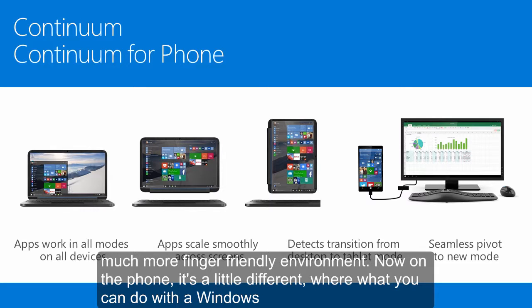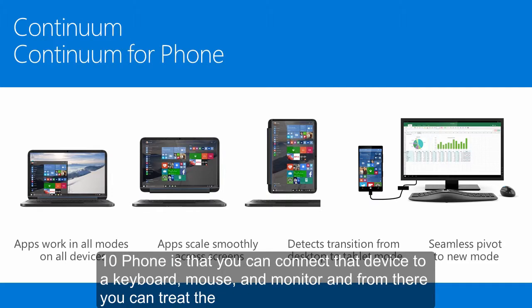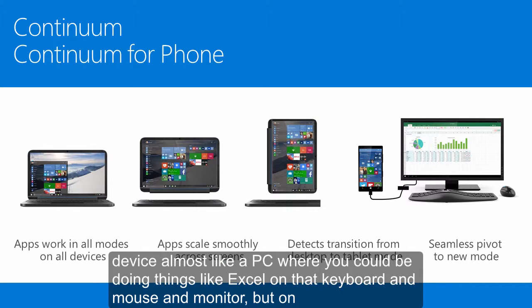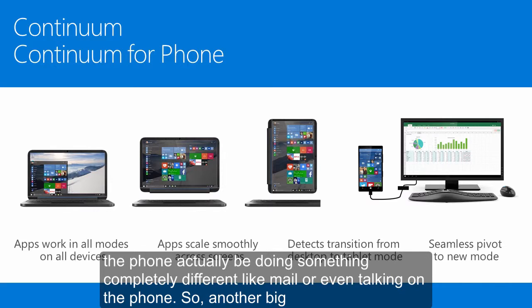Now on the phone, it's a little different. What you can do with a Windows 10 phone is connect that device to a keyboard, mouse, and monitor. From there, you can treat the device almost like a PC, doing things like Excel on that keyboard, mouse, and monitor, while on the phone you're doing something completely different like mail or even talking on the phone.